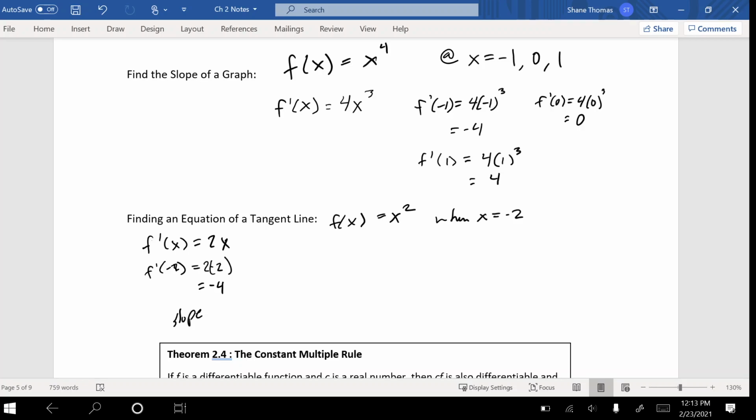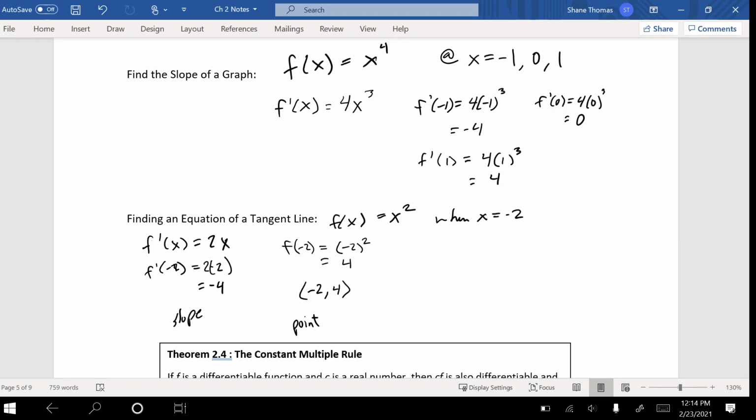And then let's find a point. So to find a point, well, I can just plug x into f of x, the original. So let's find f at -2. That's going to give me my y value for there. So I'm going to have -2 squared. -2 squared is going to be 4. That gives me the point x is -2, y is 4. You all right with that? So the two things I need to find an equation of a line is a slope, and I need a point. So I got those two.